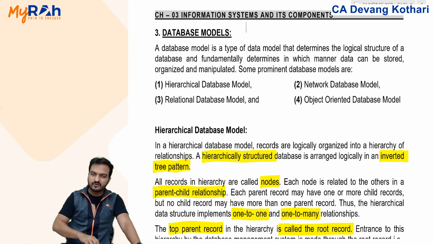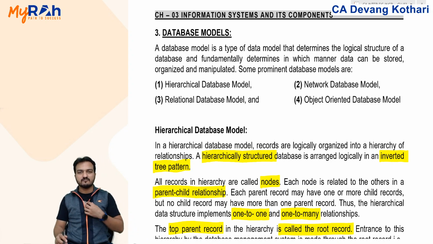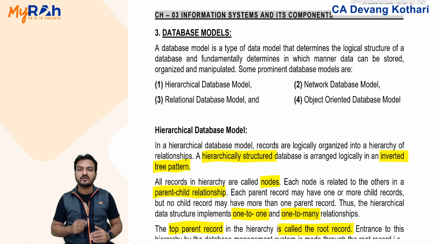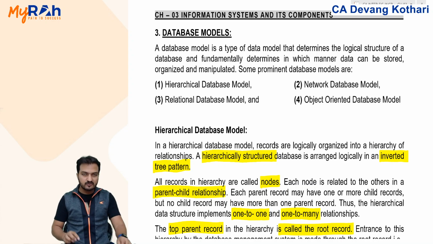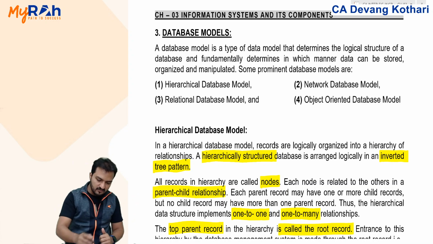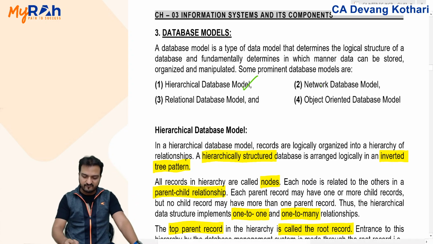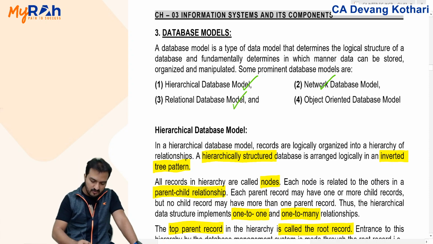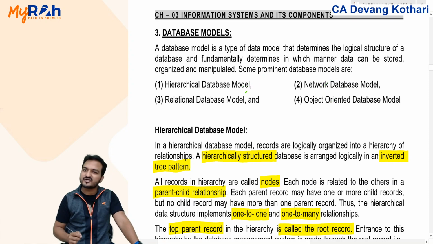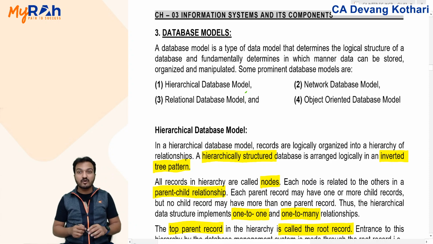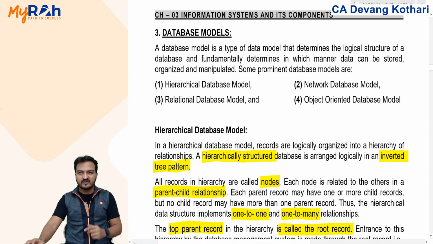Okay, so continuing further with database models. Within database we learn about database models. Total 3 important database models over here. Number 1, hierarchical model. Then you have network database model, relational model and object oriented model. Hierarchical model and network model, both of them we discussed together.